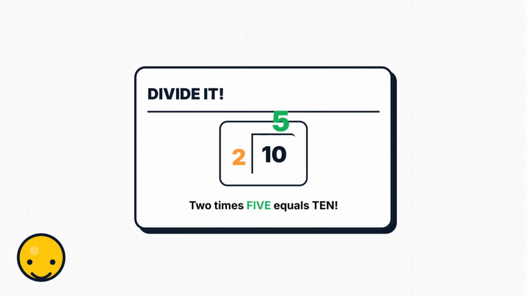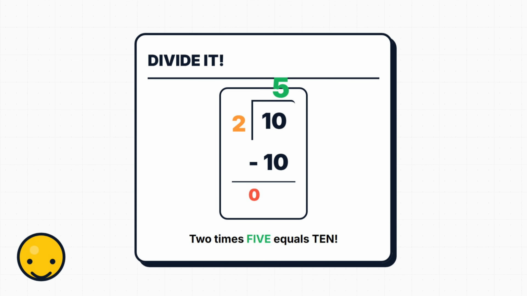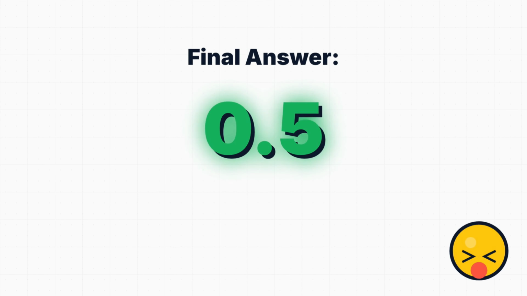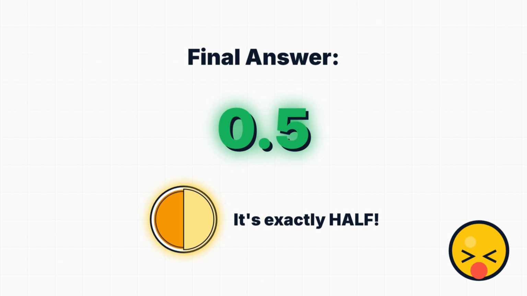Now we divide 10 by 2. 2 times 5 equals 10, so we write 5. So the answer is 0.5. This makes sense because it is exactly half.